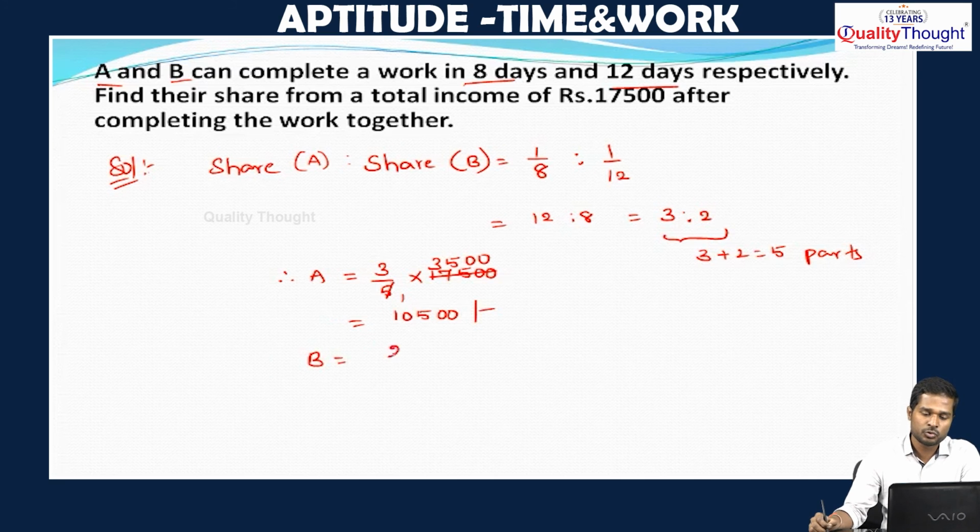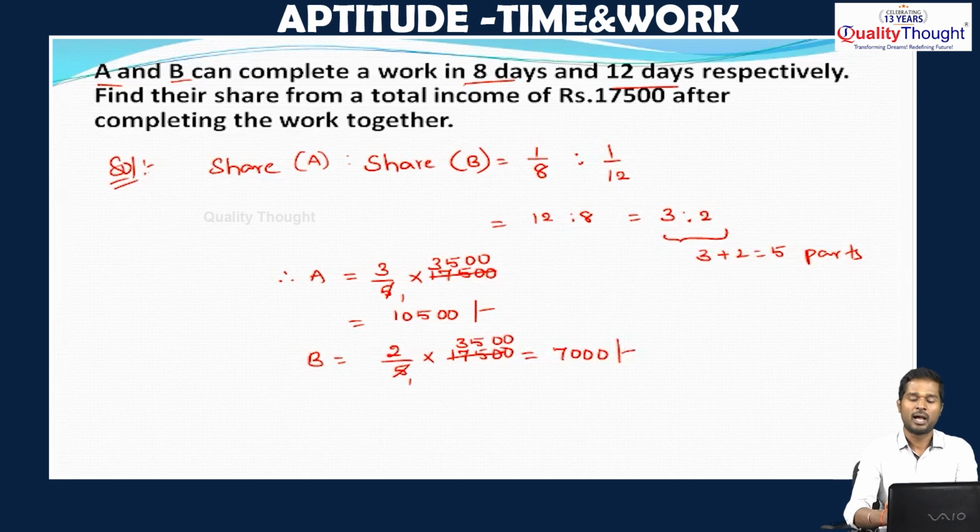You can write B's share as 2 by 5 into 17,500. So 5 ones are 5, 5 threes are 15, 5 fives are 25, that is 3,500, and 3,500 into 2 is 7,000. So as per the notes we have written, the shares will be given according to their efficiencies. The efficiencies of A and B are in the ratio 3 is to 2, which is 3 plus 2, total 5 parts.